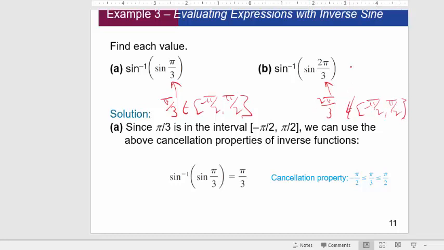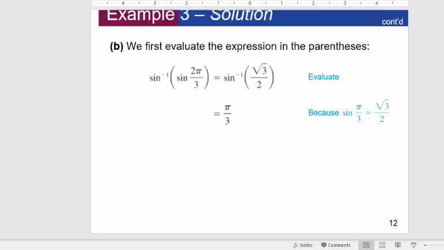And because of that, this thing is not going to equal 2 pi over 3. Okay, so what we're going to have to do is take it in steps. So we're going to have to evaluate the sine of 2 pi over 3. The sine of 2 pi over 3 is square root of 3 over 2. Now, how do we know this? Because the reference angle, which we had called, what did we call the reference angle? T bar. T bar is pi over 3, and the sine of pi over 3 was square root of 3 over 2. So that's why we got square root of 3 over 2 here.